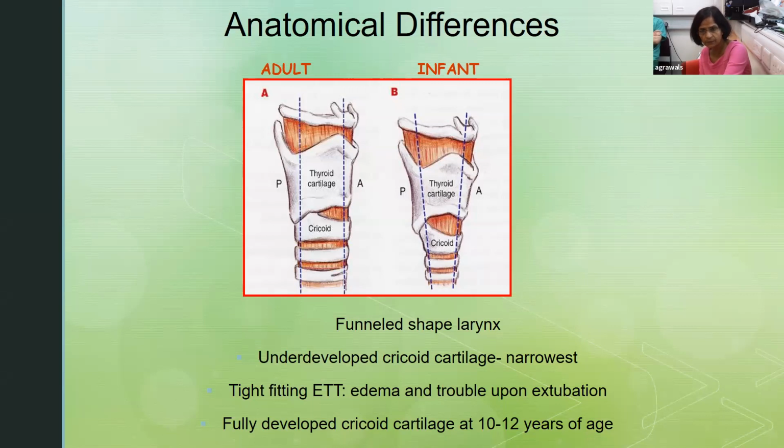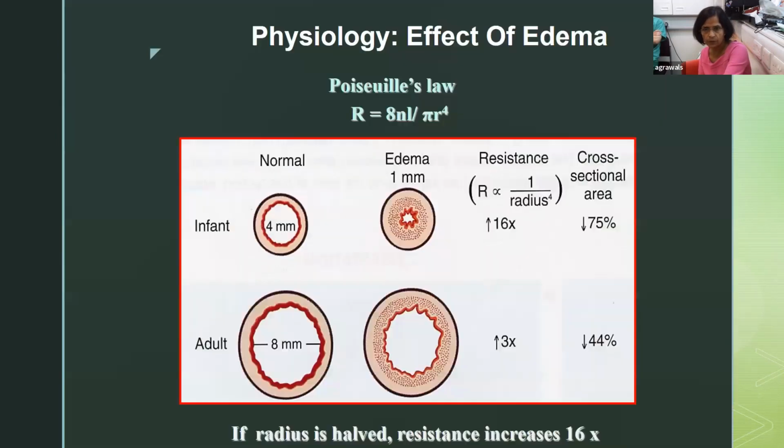So the larynx shape is very different. And as you can see very clearly in this picture, the infants have a funnel-shaped larynx. So the underdeveloped cricoid is the narrowest part. That both makes the airway small, but also if we have a tight-fitting ET tube, there is edema and trouble upon extubation following from that. And we do use steroids pre-extubation more frequently in younger children than in older children, but we would always assess, depending on how long they have been intubated, whether there is any leak, etc., before we decide whether we give pre-extubation steroids. And then, of course, the cricoid develops fully by the age of 10 to 12 years.